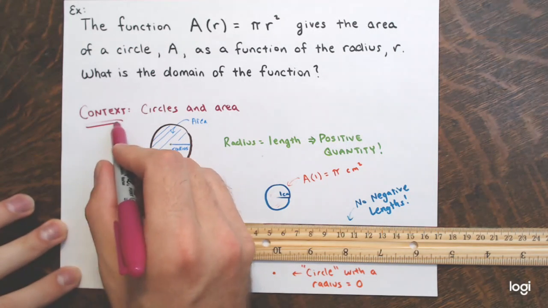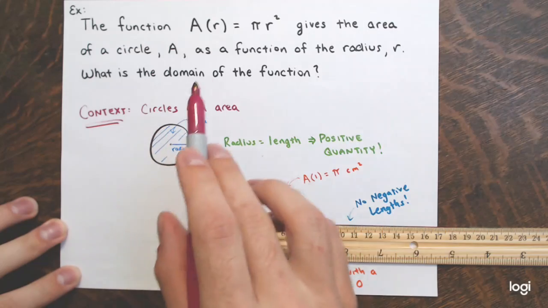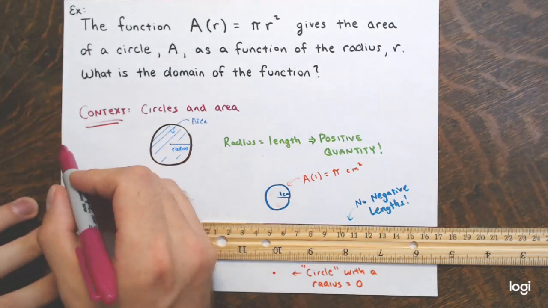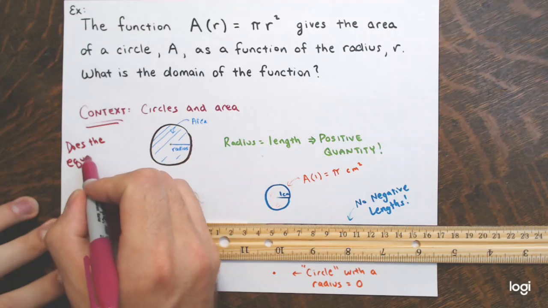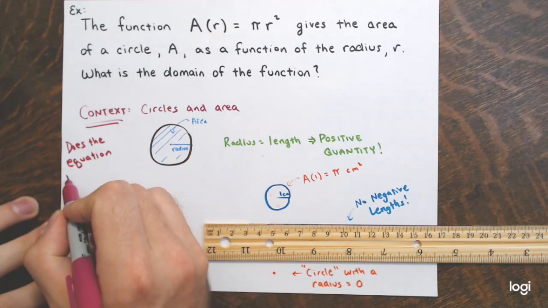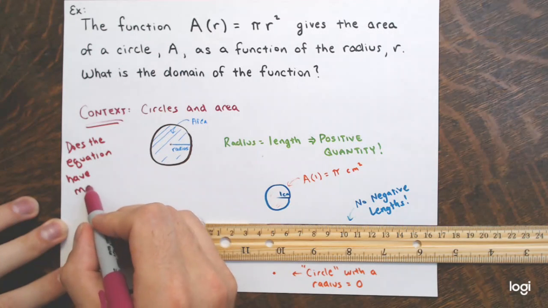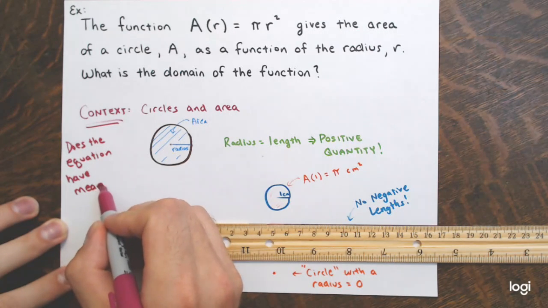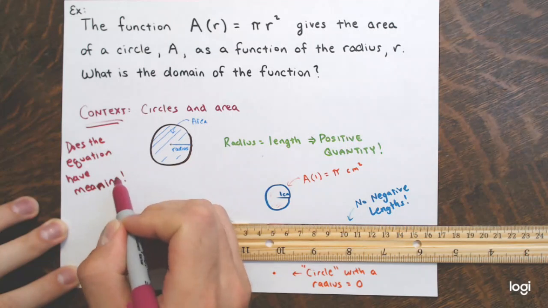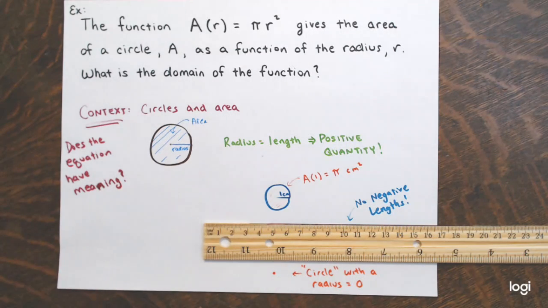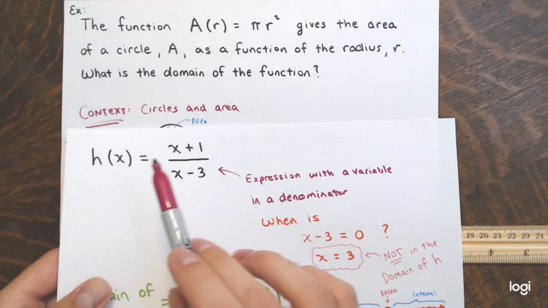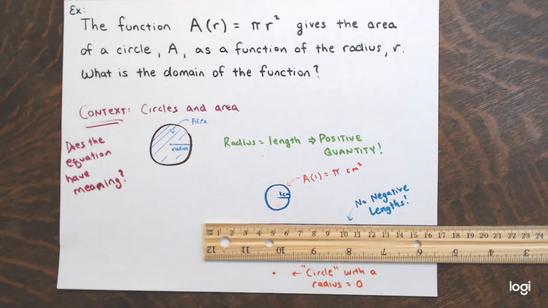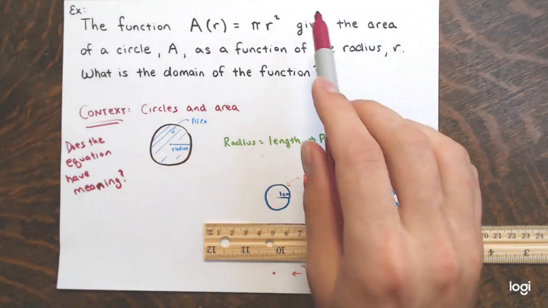You've got to pay attention to the context. Does the equation actually have meaning? Does the function given to you have some sort of real world meaning? Because for those first two examples I gave, with this function here, what is it even related to? I just gave a function and asked for its domain. It's not related to anything, but this one is. It's related to circles.